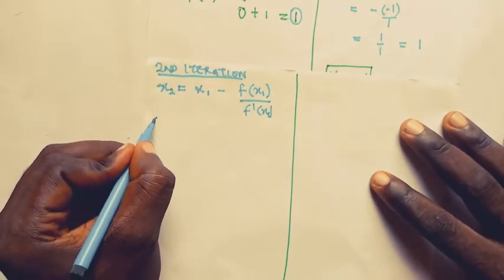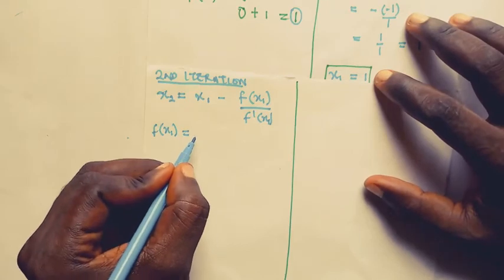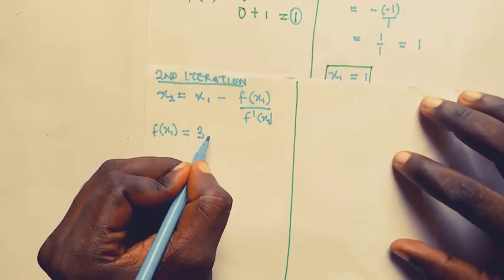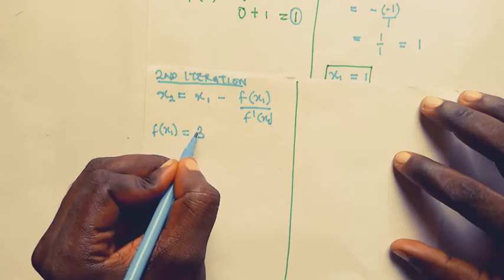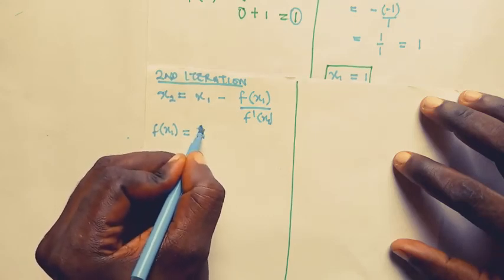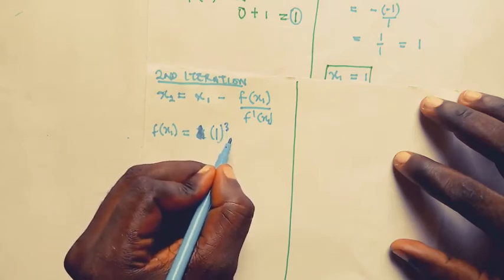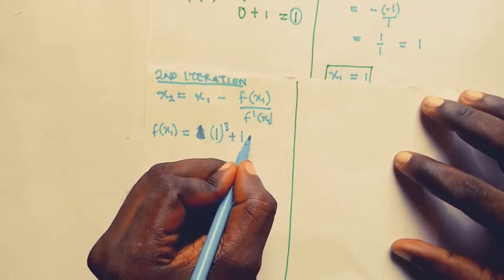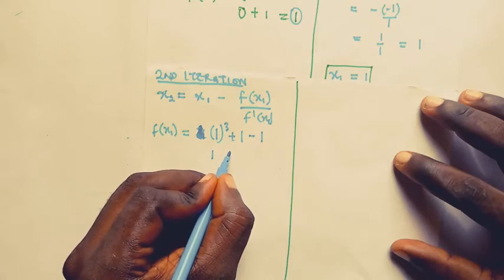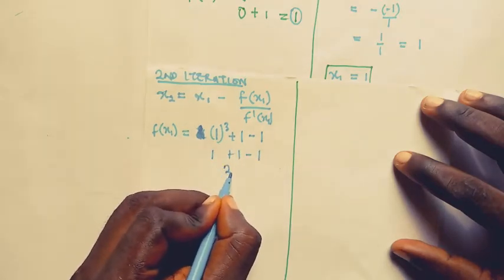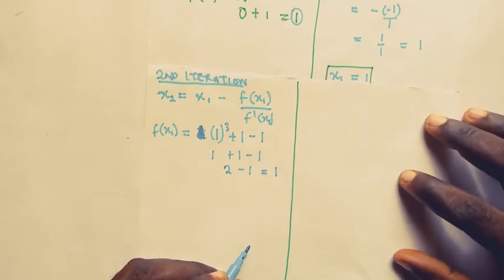Now remember, I need to evaluate my f of x1 quickly, and that is f of 1. So I put f of 1 into the function. My f of x1 is x cubed plus x minus 1, that is 1 cubed plus 1 minus 1. So this is 1 plus 1 minus 1, 2 minus 1, and that will give me a 1. So my f of x1 is also 1.